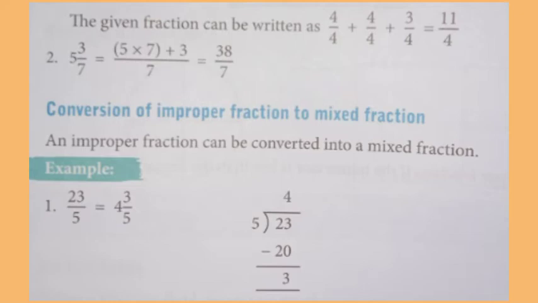Conversion of improper fraction to mixed fraction. An improper fraction can be converted into a mixed fraction. Example 1: 23/5. Here 5 goes into 23 four times, that is 5 fours are 20. 23 minus 20 equals 3. Now its mixed fraction is 4 3/5.